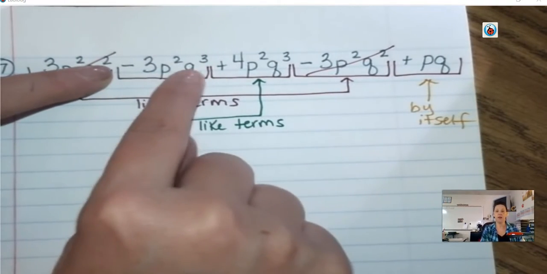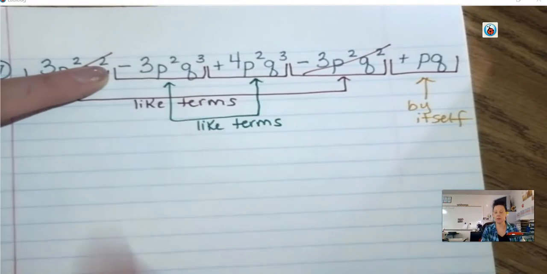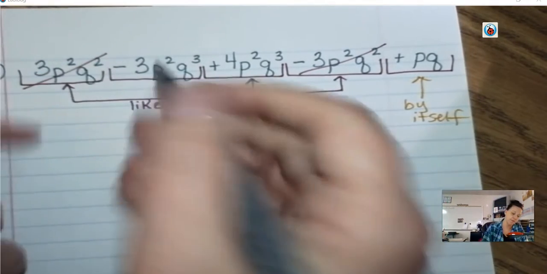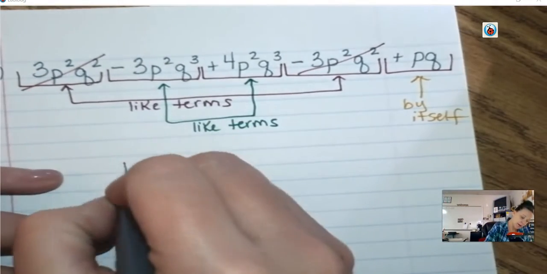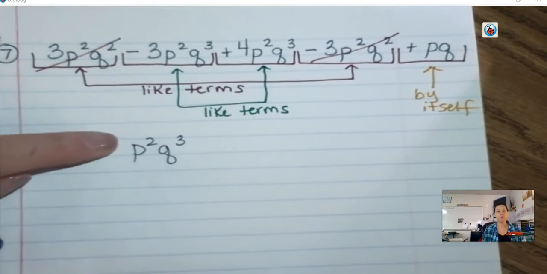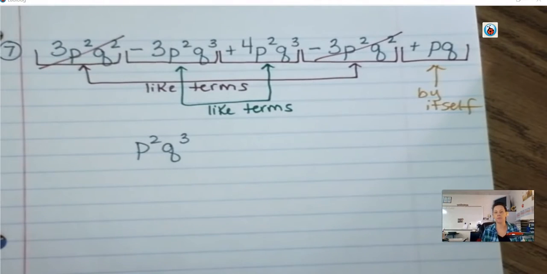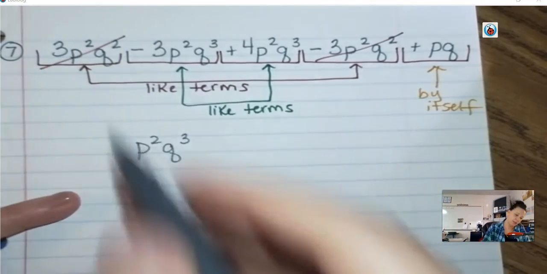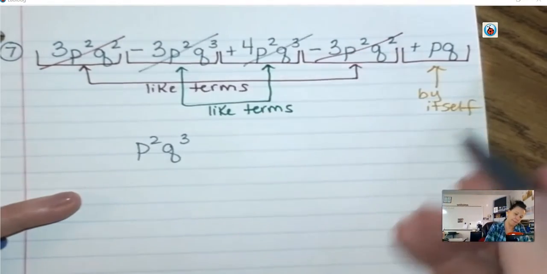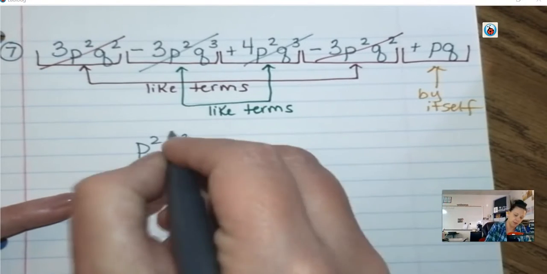Negative 3 of these and positive 4 of those. If I have negative 3 of them and positive 4 of them all together, I have positive 1 p squared q cubed. I don't need to put the 1 in front. If you put it there, it's fine. It's not wrong. So I use those, negative 3 plus 4. And then I have this guy that's just by himself, so just stick him on the end, plus pq.